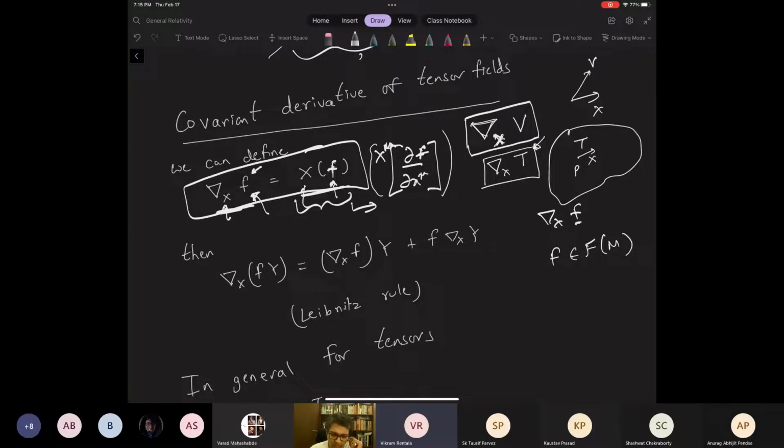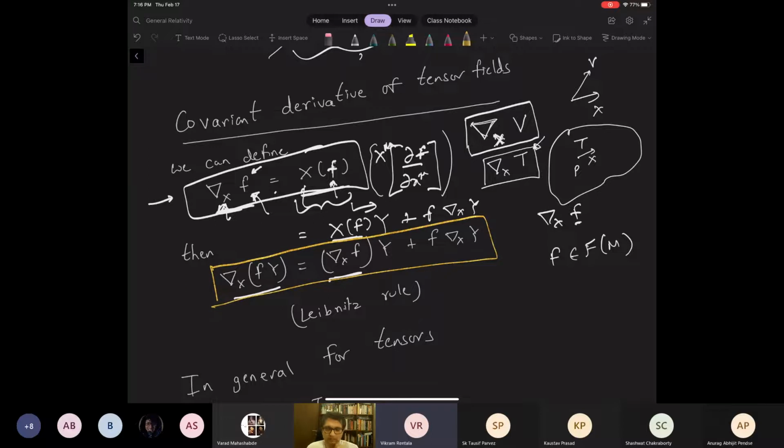Okay, so now if we define the derivative of f this way, then according to our definition for this affine connection, we had this property that delta x fy, we should be able to write it as, so when we had defined the rule, we had written it as xf times y plus f times delta xy. This is how we define the rule. But now we can see with this definition of what we mean by the affine connection acting on a scalar function, we can write this first term as just delta x fy.